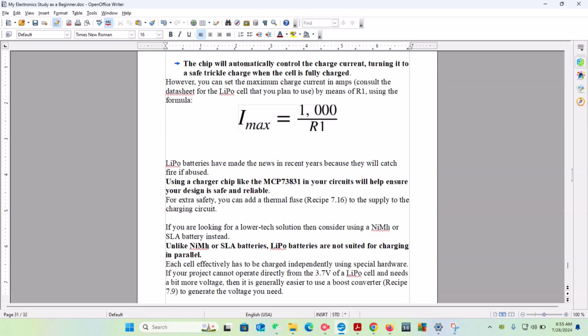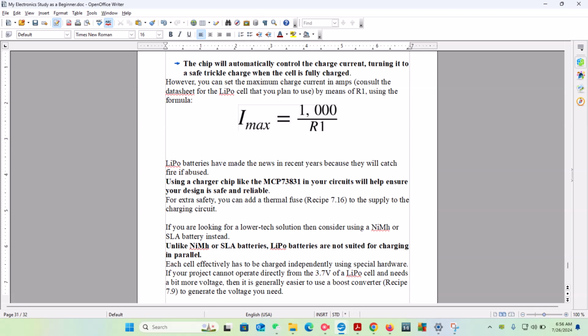Now what you can do, as we talked about last time, is use a thermal fuse. This is to prevent an excess of current flow. So for extra safety, you can use a thermal fuse on the supply to the charging circuit. Why? We want to prevent damage to the circuit. Once the current exceeds a certain amount, it will blow. And remember, we talked about two different types of fuses last time. So anyway, that is the main idea.